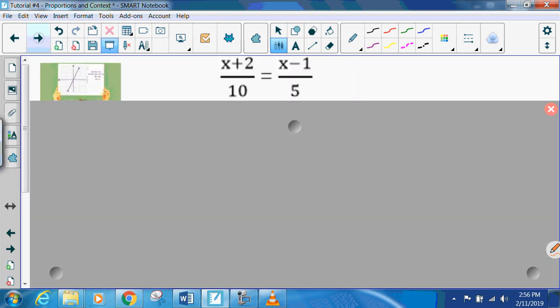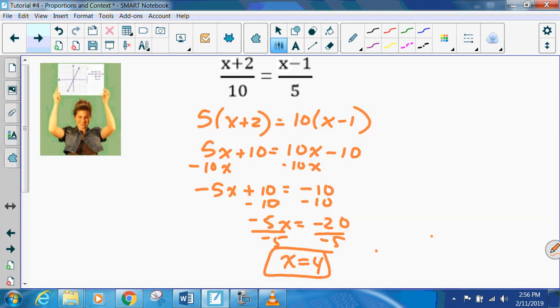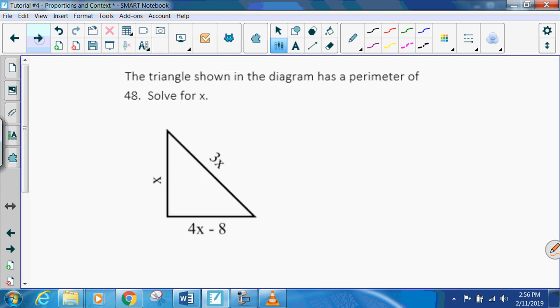Let's practice one of these on your marker board so you know what to do. Hit pause and come back. All right, so hopefully you got x equals 4 on this one. If not, please learn from your mistakes or pause your video and ask me or Mr. Maginer how to do this. All right, so that's it for proportions.